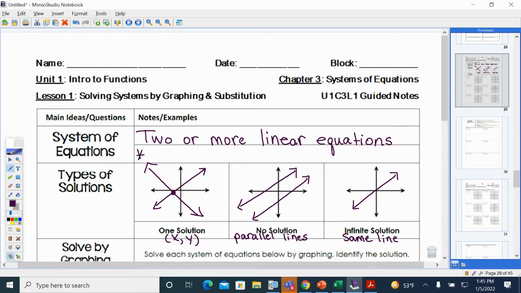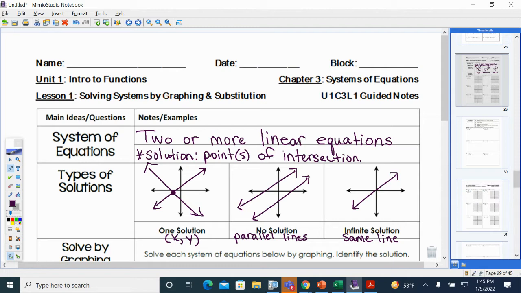So let me add that. The solution is the point or points of intersection. And again, they don't have to be just linear equations. Now, we're going to focus strictly on linear equations here, but as we progress throughout Algebra 2, it's going to include things other than linear.